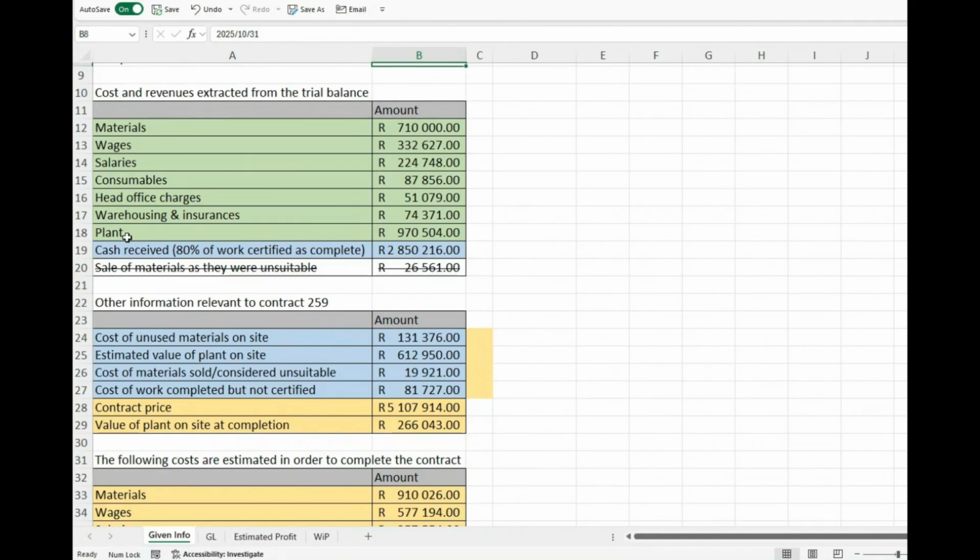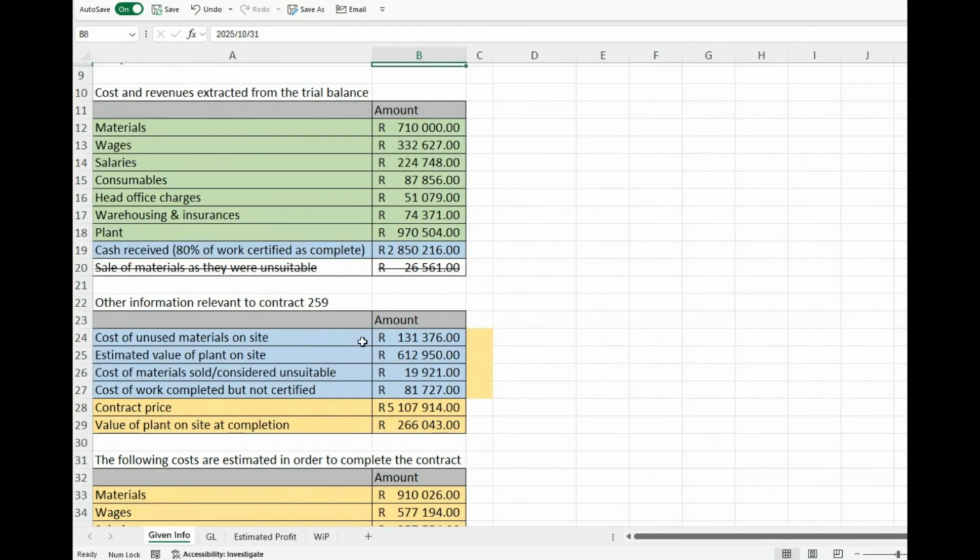Same with the plant. We've paid 970,000 for the plant, but there's still value. The plant as it is on site still has value, so you have to credit that. Then, and now I'm going to explain this. Here is the cost of the material sold because it was considered unsuitable.